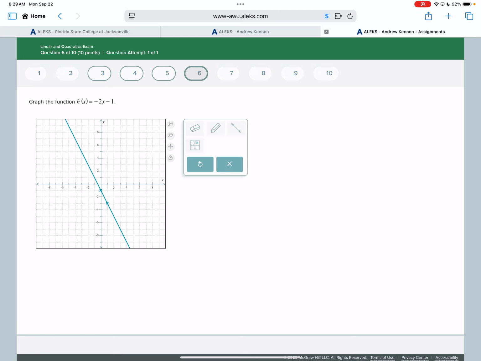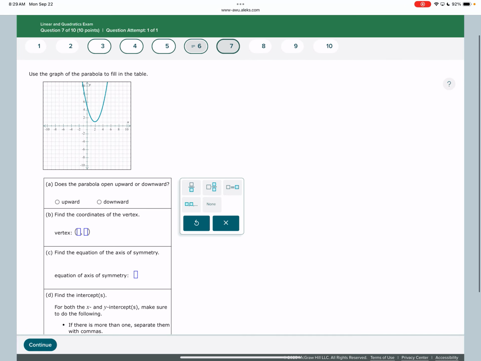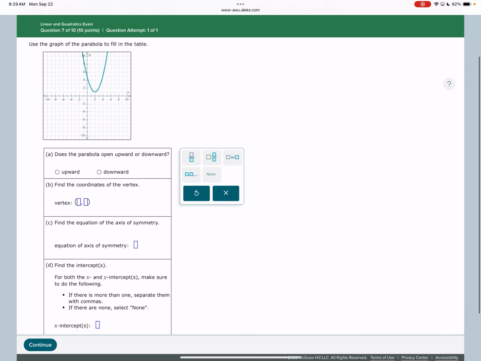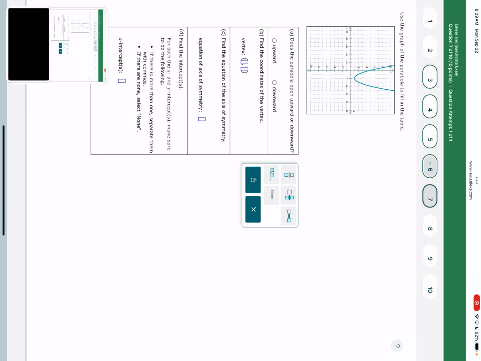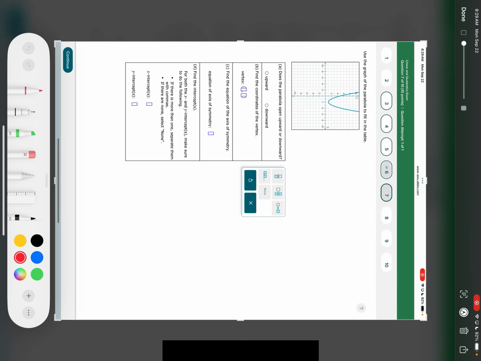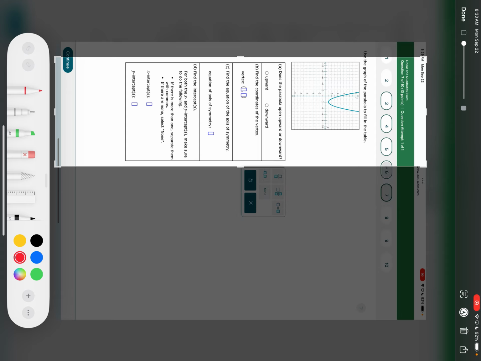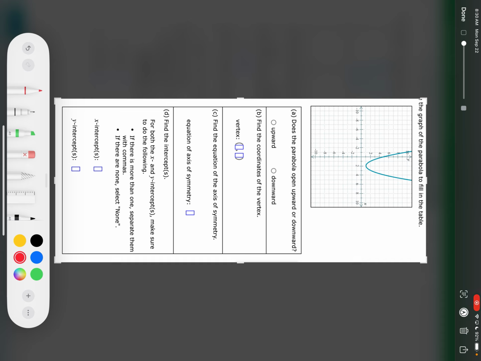All right, number 7. I believe this is one of the harder ones, maybe. Trying to make this as big as possible so y'all can see it. I'll zoom in a minute. I can make it bigger if you're struggling seeing it.